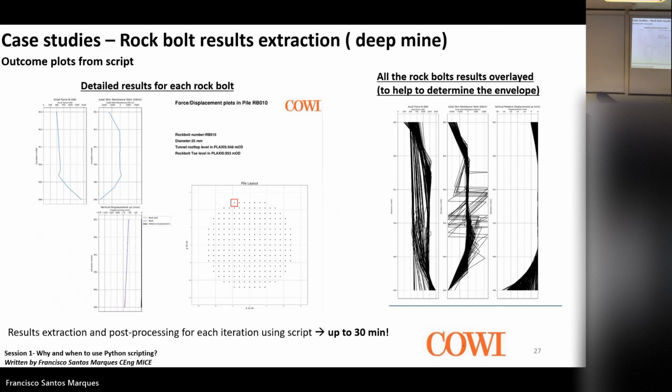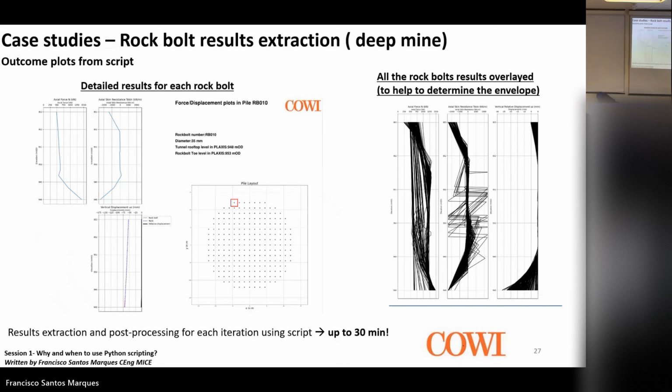Each page is for one rock bolt, indicating the location of the rock bolt, and then we show the actual forces and the actual skin resistance. Another thing that was important to plot was the rock bolt displacement, the displacement of the rock, and to try to determine the relative displacement. Now, the relative displacement is not something that you can get from Plaxis.